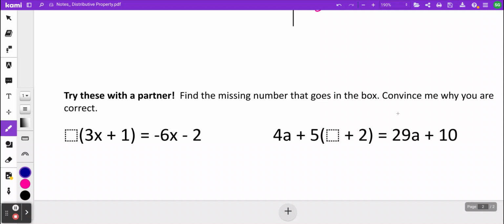I also have in the directions, I want you to convince me why you're correct. So if you think this missing number should be the number 5, how could you prove to me that that number 5 would give me what's over here on this side? Again, these are for you to try. So go ahead, pause this video and try to see if you can come up with either of these missing numbers.